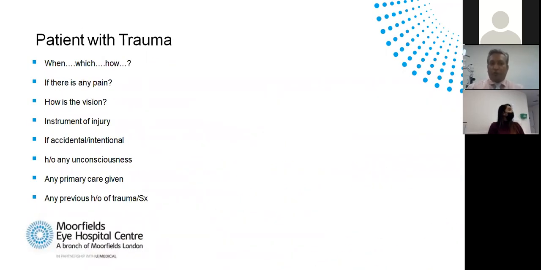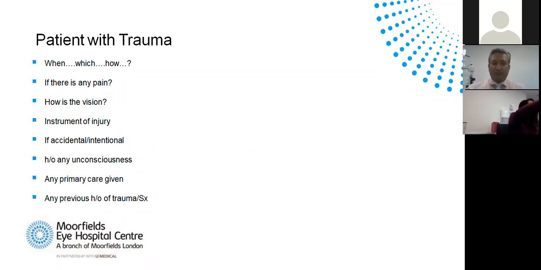Now, the patient with trauma. When someone comes with trauma, mostly it can be an emergency kind of condition, or it can be not so emergency, but the first thing that should come is when, which, and how. When did it happen, which eye or where the trauma happened, and how did it occur. Like, if it was a blowout fracture, or if something fell and hit, something was thrown at you, or you fell down. How did it happen? This is very important.